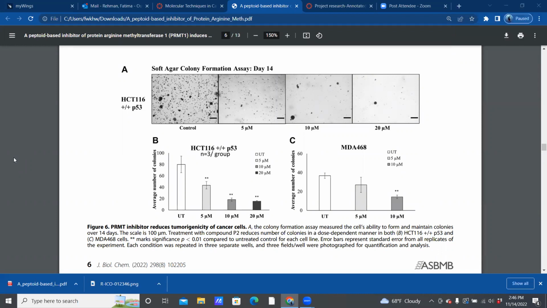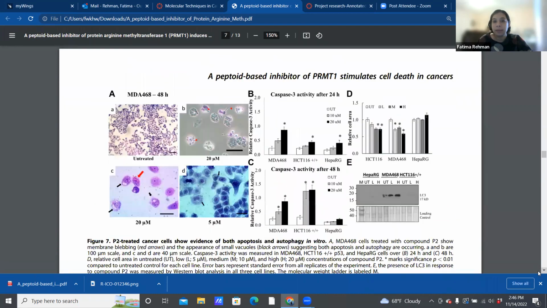What does it show? It inhibits the growth. Yes, it not only kills the cells in a monolayer culture, but also inhibits the formation of tumors in the colony formation assay. Does that make sense? Higher doses lead to decreased colony number.